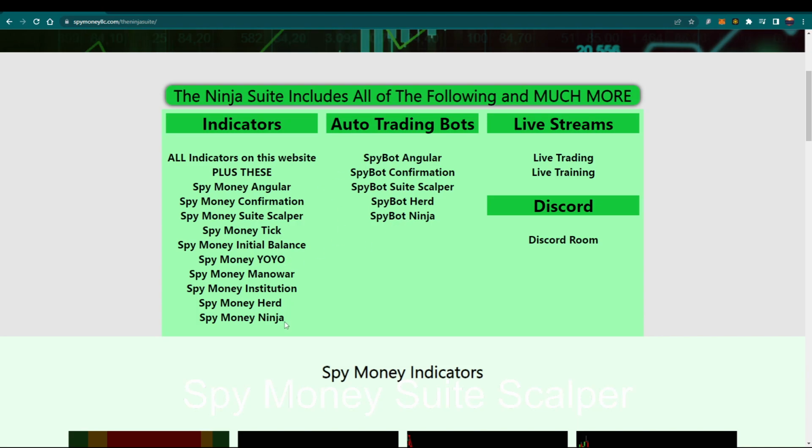But you can see the one that we're talking about right now is this one right here, the Spy Money Suite Scalper. That's the one we're talking about today. It is one of my better indicators. It does a great job. And when you combine it with a couple other indicators, it does even better. But you can run it by itself and do really good with it as long as you follow the rules.